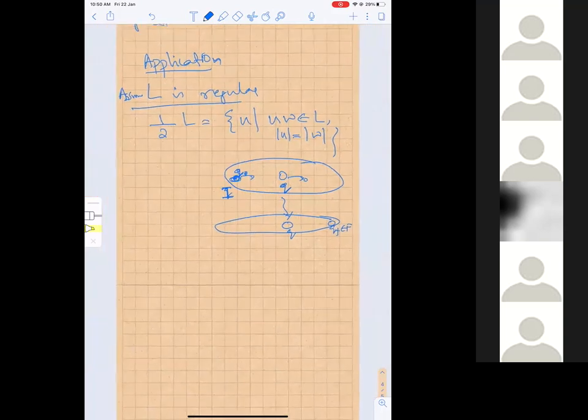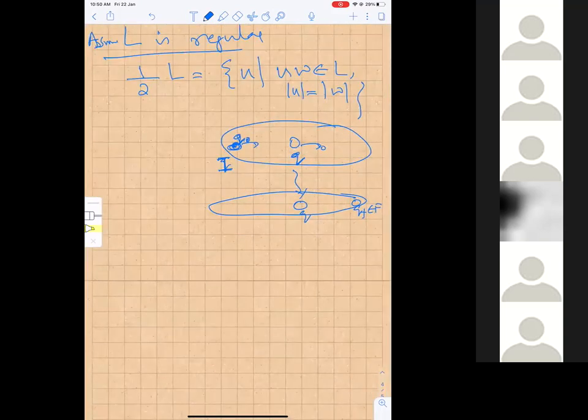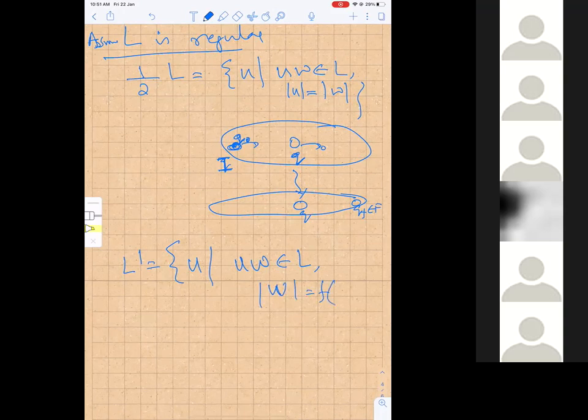Now, let me talk about this, which is half of L. What about L prime, such that, I'm going to write in the same way, U such that UW is in L. A general version of this problem can be seen as the length of W is equal to F of the length of U. Here F is nothing but equality. Let me call this LF.